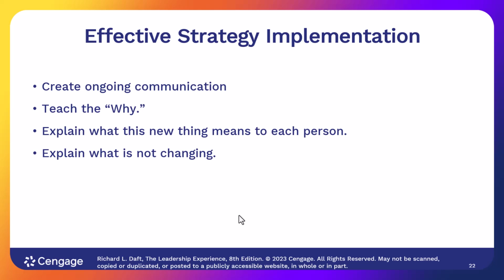Explain what is not changing. If you're going to be implementing changes, let them know what's not changing as well. That's going to be vitally important so that people aren't confused about the new change and the things that are going to stay consistent. That concludes this chapter.